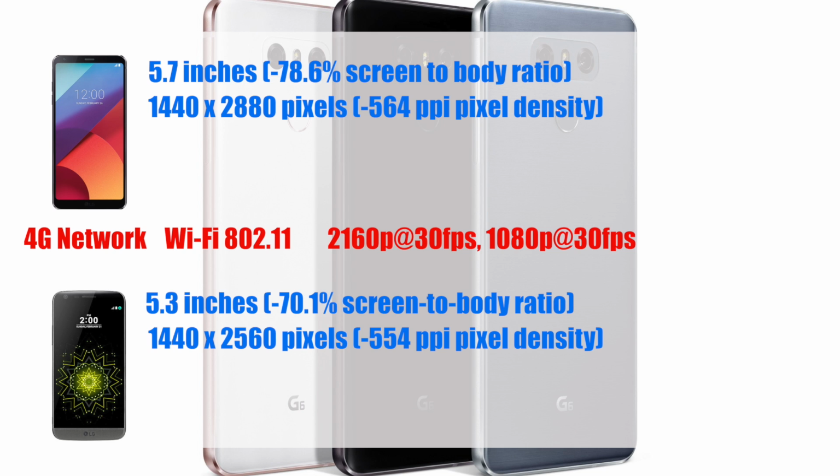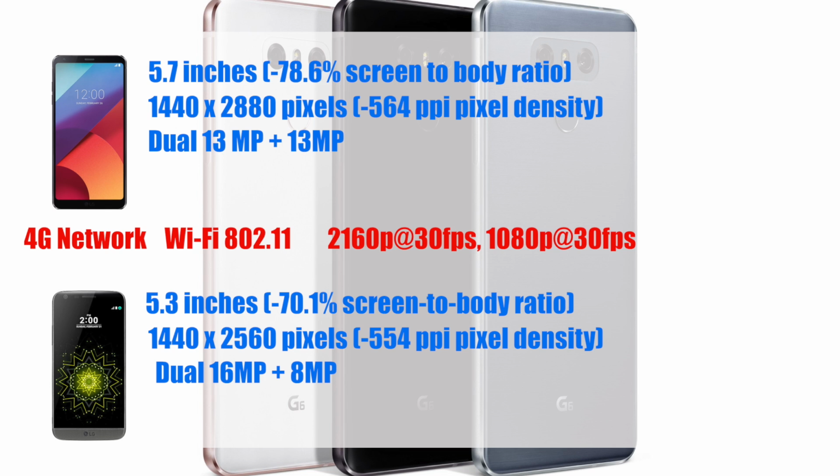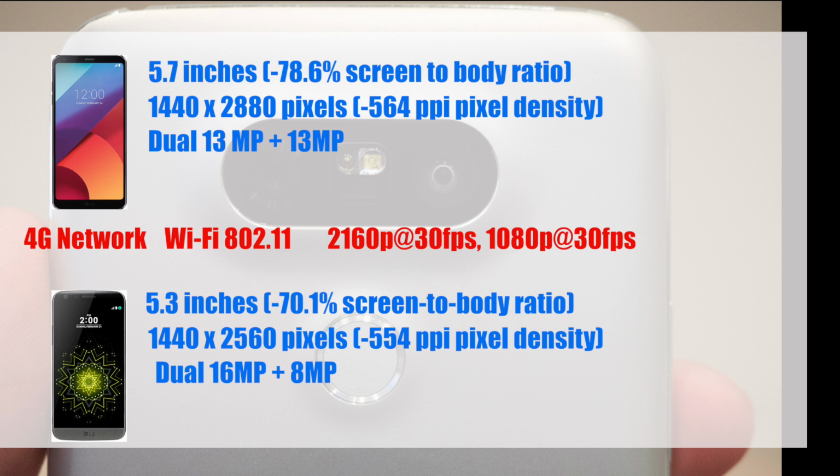Another difference is the camera. The LG G6 has two cameras at the back, both 13 megapixel, while on the LG G5, one is 16 and the other is only 8. When you capture wide angle, I think the LG G5 is much clearer, while for taking portraits in simple mode, I think the LG G6 does better.